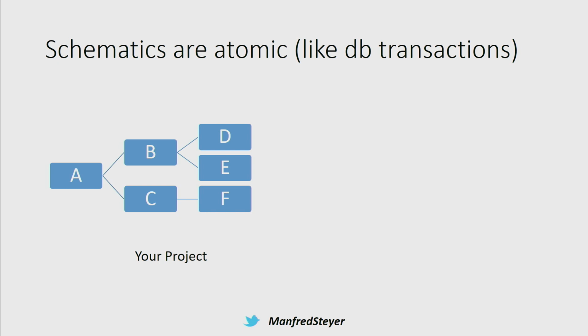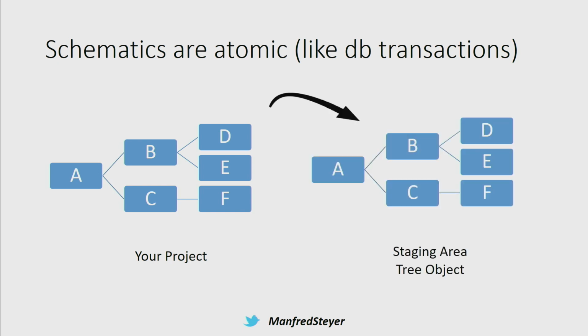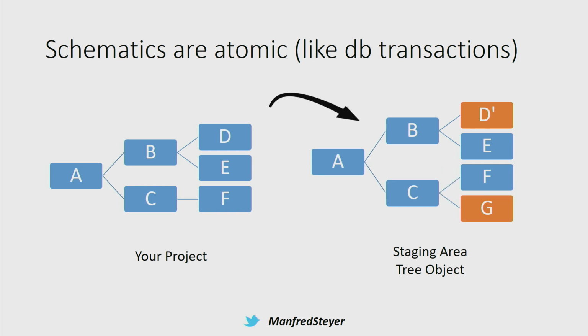One thing that is nice with schematics is that schematics are atomic. That means they work like a database transaction. When you are generating code, you don't modify your files on the hard disk. Instead of this, you are modifying your files within a staging area. Within the staging area that is represented by a tree object, you can modify existing files or you can add new files. Of course, you can also delete existing files. And when you say, okay, now everything is okay, then you can commit your transaction, so you can write back everything to your hard disk.